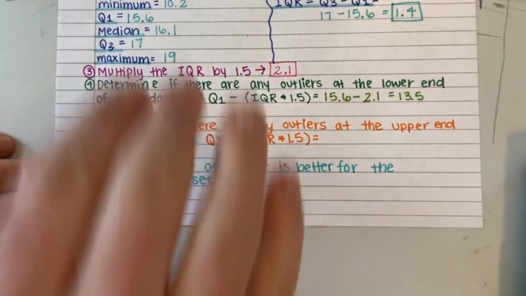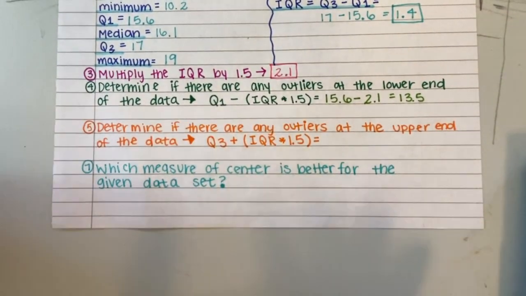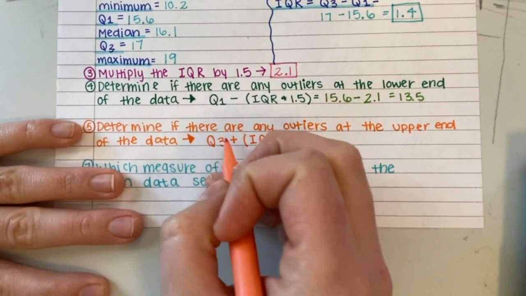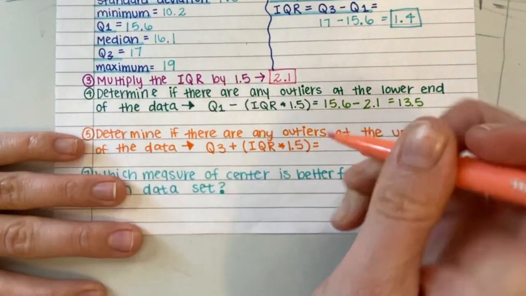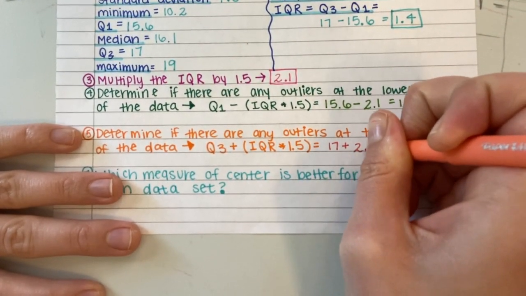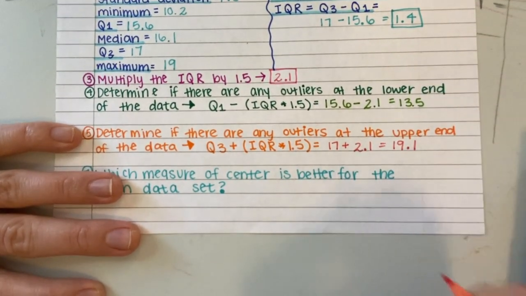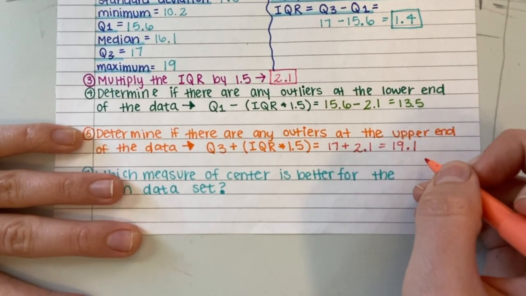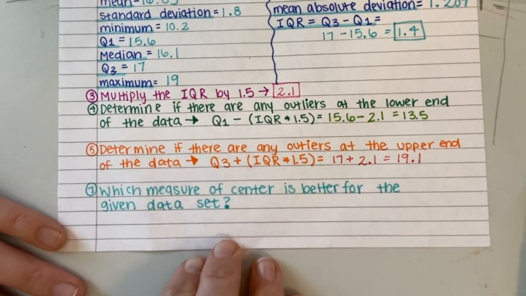And then to determine if I have an outlier on the greater end, we are going to do the third quartile plus this number we came up with. So my third quartile is 17, and I'm going to do plus 2.1 this time, which gives me 19.1. I don't have any outliers on that upper end because I don't have anything greater than 19.1. My greatest value is 19.